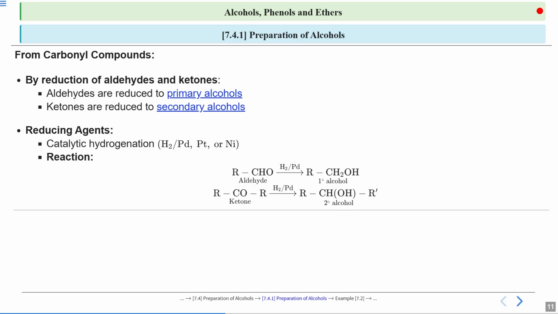If you take a ketone, again you do the catalytic hydrogenation of the ketone RC double bond OR with the hydrogen in presence of palladium metal. You will get a secondary alcohol, that is RCHOH R prime. Okay, now this R or R prime may or may not be same.